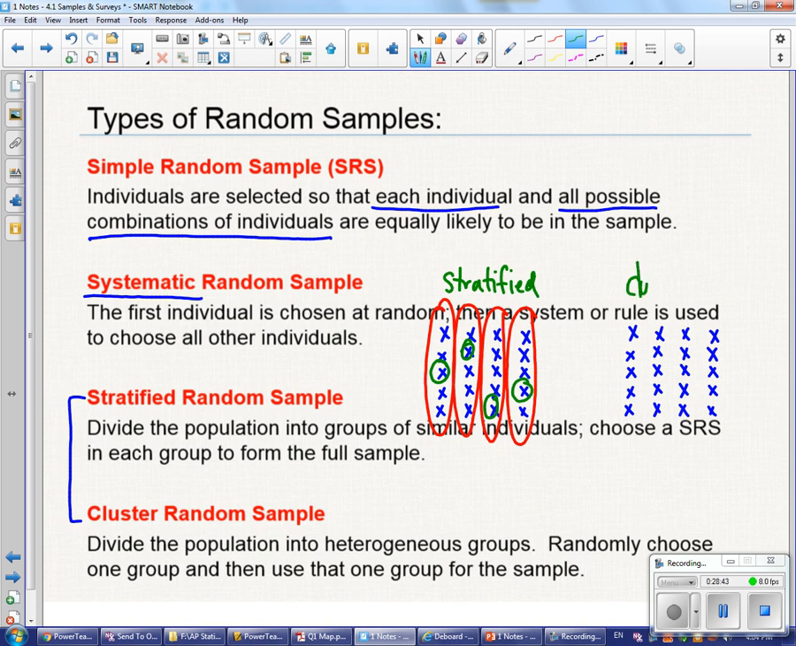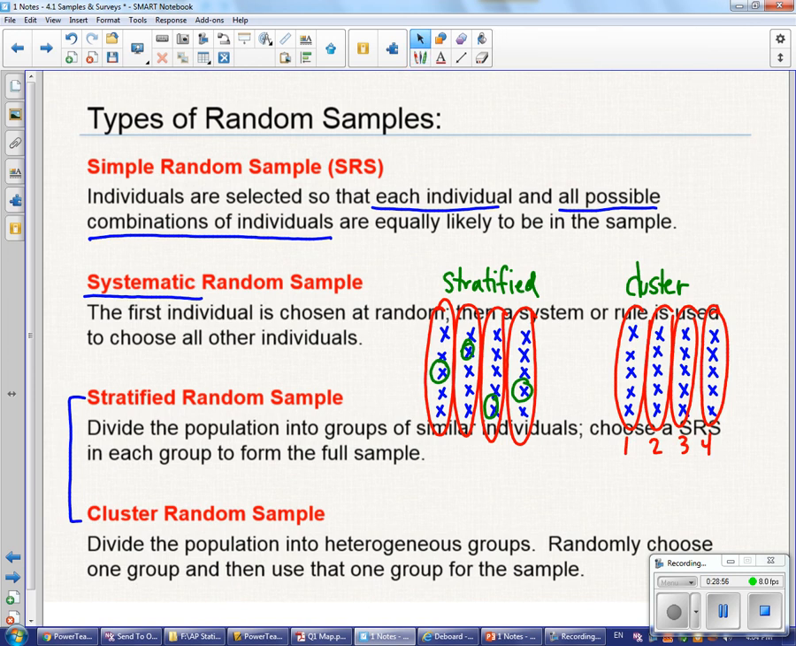A cluster starts off the same way. I break my population down into groups. And so maybe I label this 1, 2, 3, and 4, and then I randomly select one of the groups. And so every individual in that small group becomes part of my sample. And so that's what a cluster means. It would be a group of groups. And it doesn't have to be one group. I could randomly sample two groups from the population.